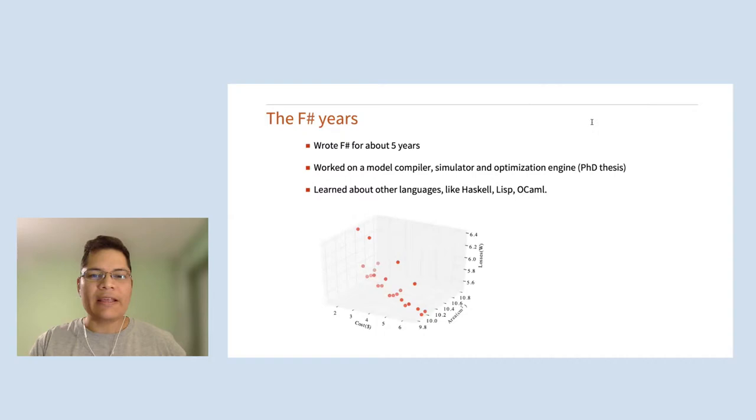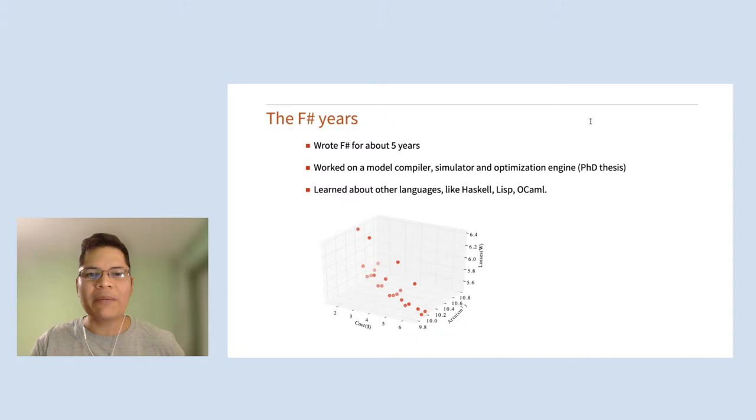Since then, I started programming in F#, and every project that I had to do, personal or professional, was done in F#. It was about 5 years. During that period, I developed a model compiler, a simulator, and an optimization engine, which were all part of my PhD thesis. During that time, I also started learning other functional languages like Haskell, Lisp, and OCaml, but I was mainly focused on F#.